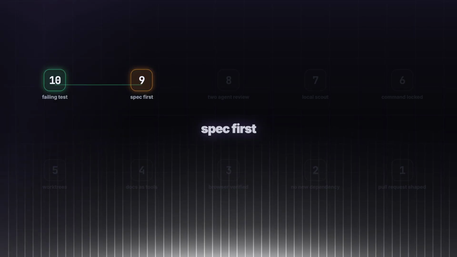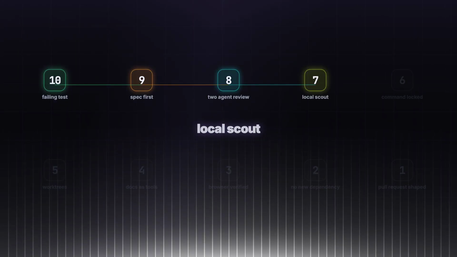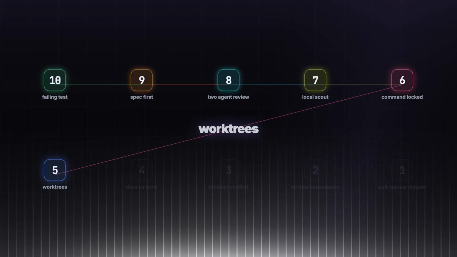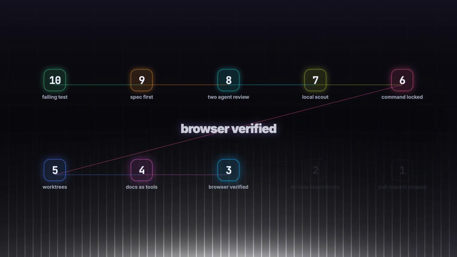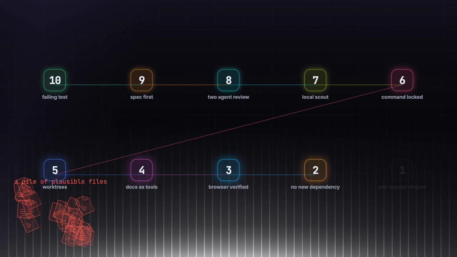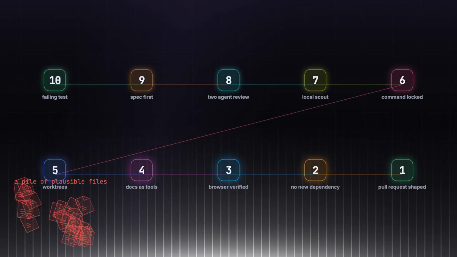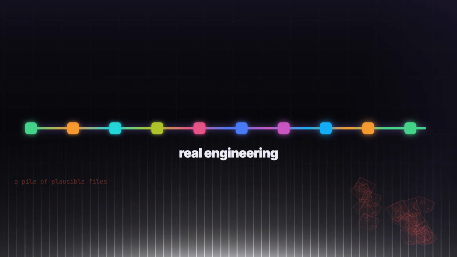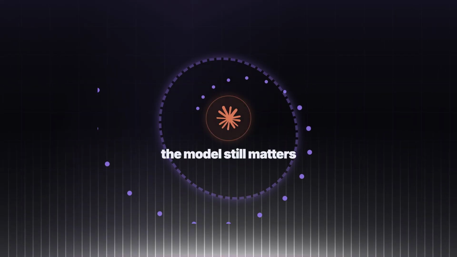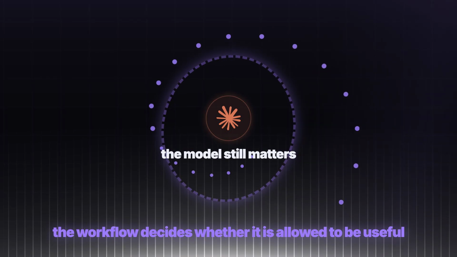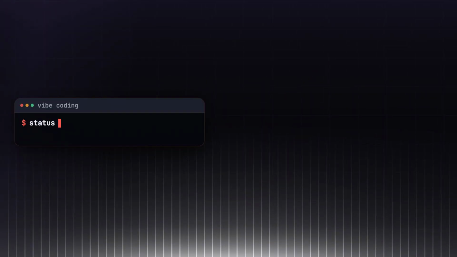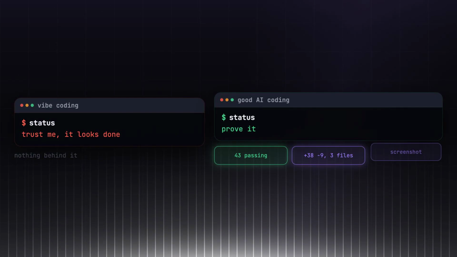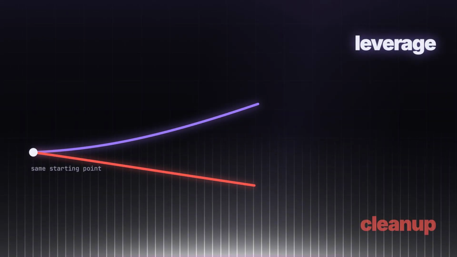Use failing tests, use specs, use review agents, use local scouts, log commands, use worktrees, turn docs into reusable procedures, verify in the browser. Make dependencies ask permission, shape every task like a pull request. That is how AI coding becomes real engineering instead of a pile of plausible files. The model still matters. Of course it matters, but the workflow decides whether the model is allowed to be useful. Vibe coding says, trust me, it looks done. Good AI coding says, prove it. And that one difference is why one team gets leverage while another team gets cleanup.